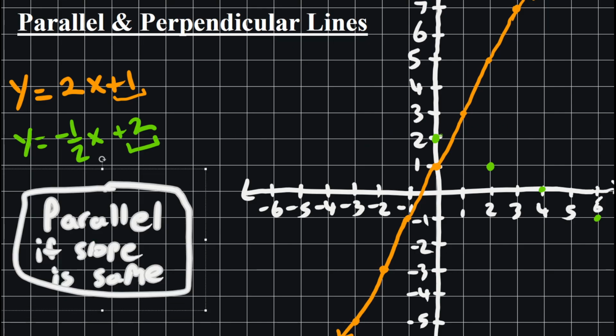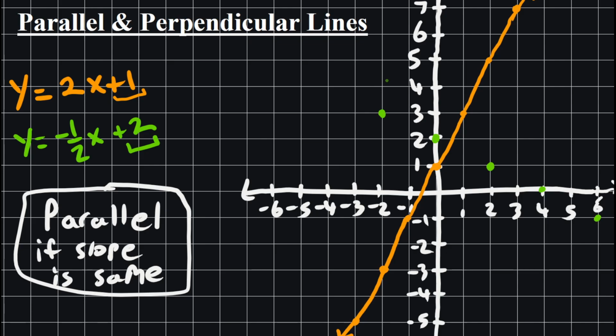Let's go back. So up 1 and left 2. Up 1 and left 2. Good. And let's go ahead and connect the points with a line.